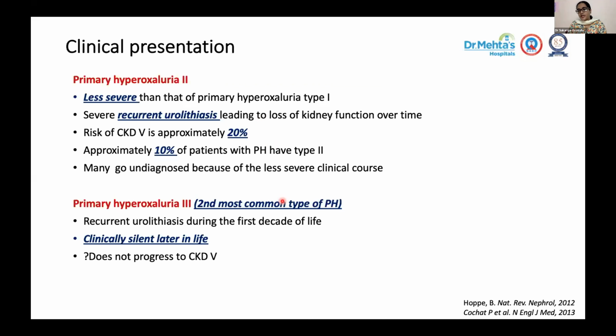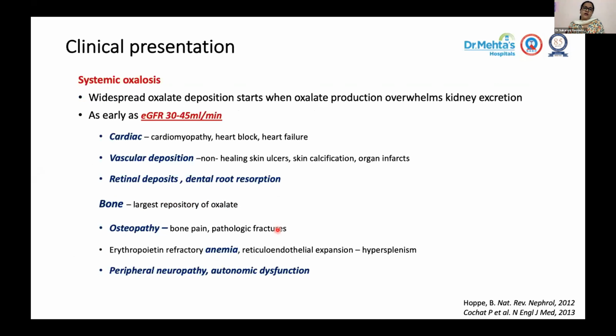But however, as the age progresses, the disease tends to be slightly silent. It becomes clinically silent, and there are not many reports. There are very sparse reports of one or two patients having ended up with end-stage kidney disease with this type of hyperoxaluria. But generally, it's believed that primary hyperoxaluria type 3 would not progress to CKD5, and most patients are just managed conservatively.